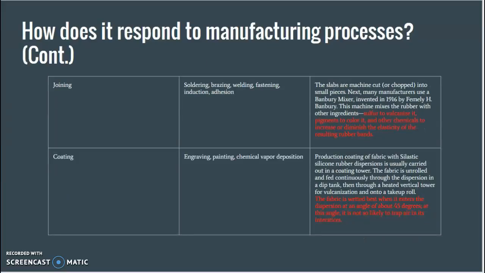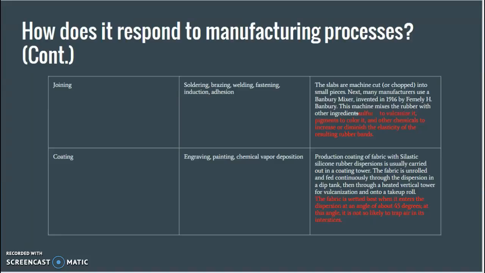The third manufacturing process of rubber is joining. Examples of rubber joining include soldering, brazing, welding, fastening, induction, and adhesion. The slabs are machine cut or chopped into small pieces.